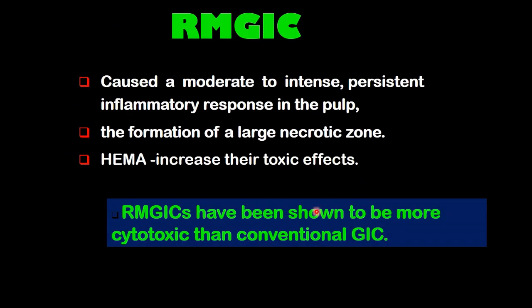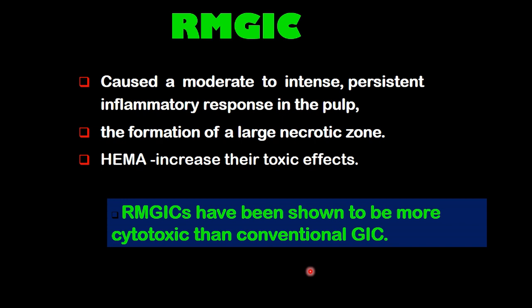Coming on to resin modified glass ionomer cement, it causes a moderate to intense persistent inflammatory response in the pulp, and it forms a large necrotic zone. The toxic reaction here is basically because of the HEMA, that is hydroxyethyl methacrylate, and because of this they have been shown to be more cytotoxic than the conventional GIC. Basically, the incorporation of HEMA has been proved to increase their toxic effect, and thus they are more cytotoxic.